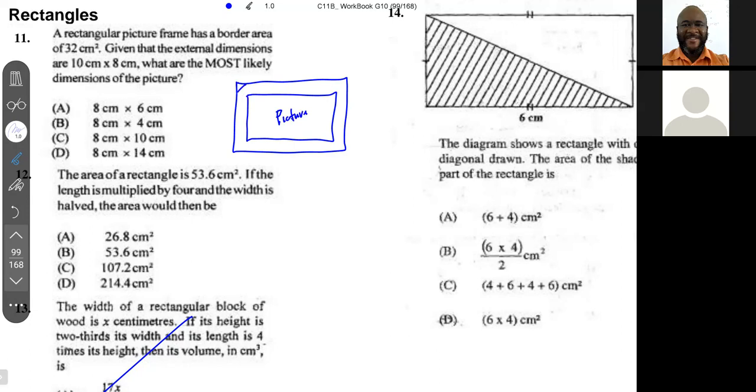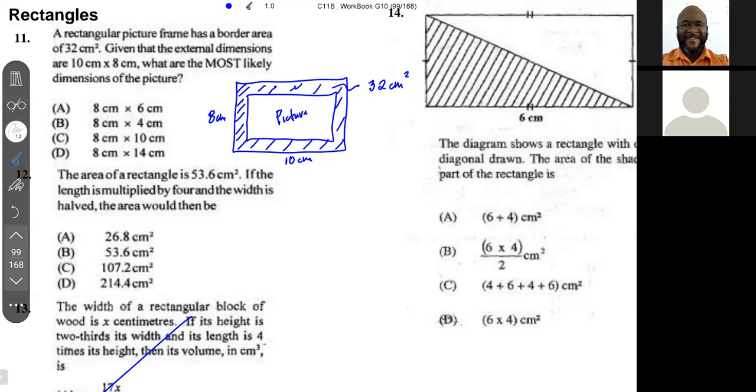Now we're told that the border area, the area of this border, is 32 centimeters square. We're told that the external dimensions are 10 centimeters by 8 centimeters. So what we're being asked now is, what is the most likely dimensions of the picture?